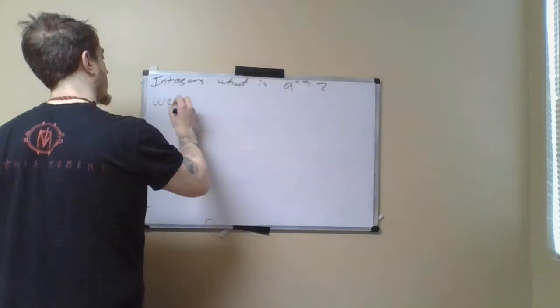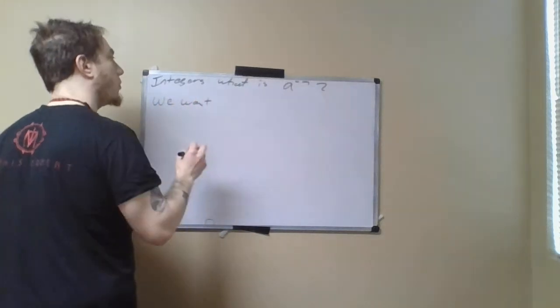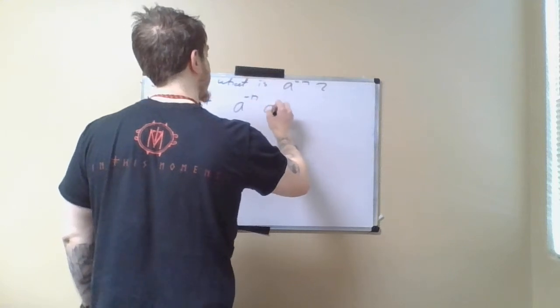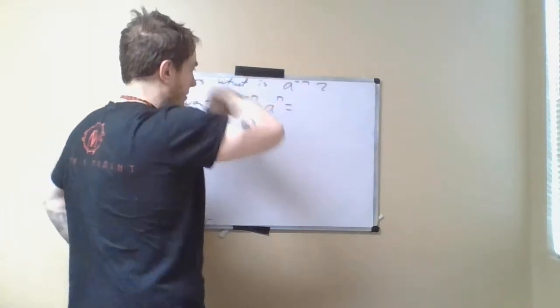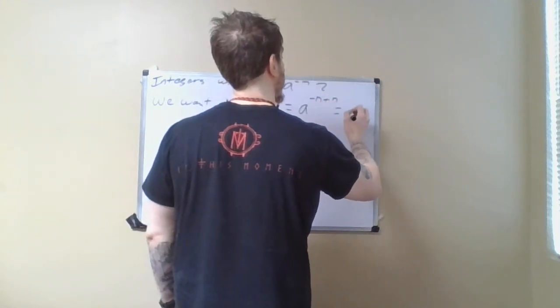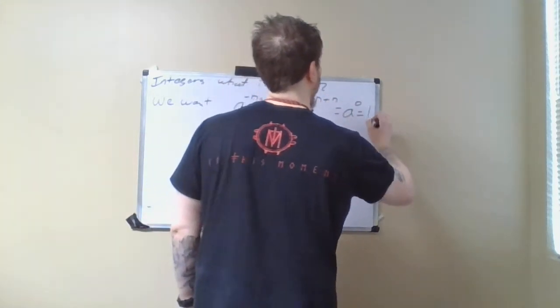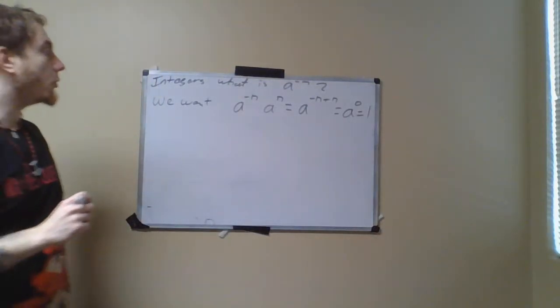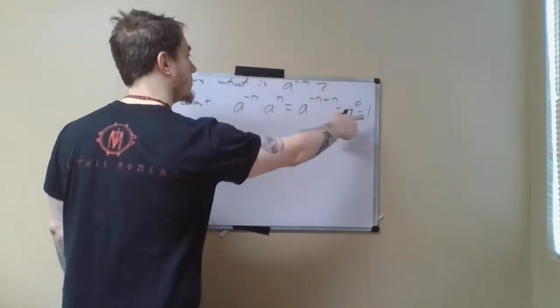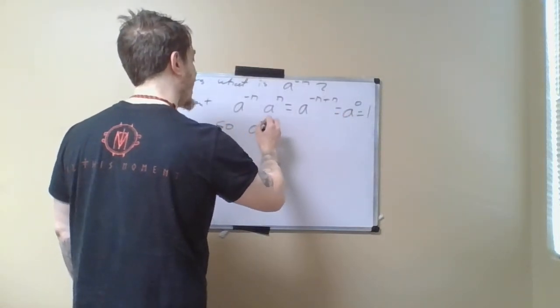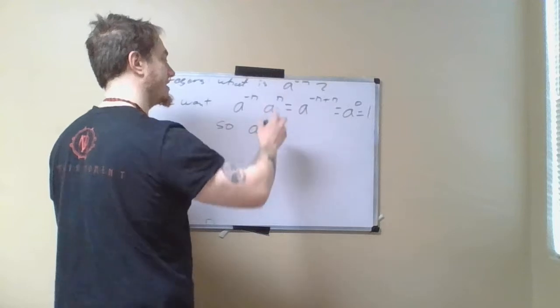Well, we want a to the minus n times a to the n to be equal to a to the minus n plus n, which is equal to a to the 0, but we just said that that has to be equal to 1. Well, what does that mean? The only way that this is going to be true, I can solve for a to the minus n by dividing both sides by a to the n.